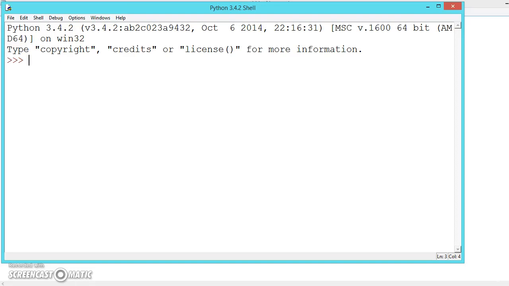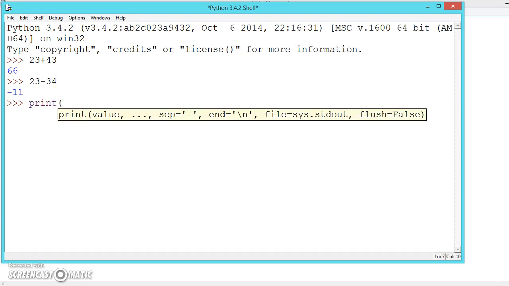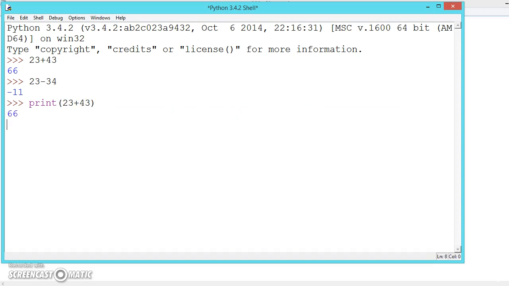Now let us see mathematical operators. So we know we can add two numbers, we can subtract two numbers, and like we can write this inside the print. Why we are using print, we have discussed earlier. So now we can even divide the number.